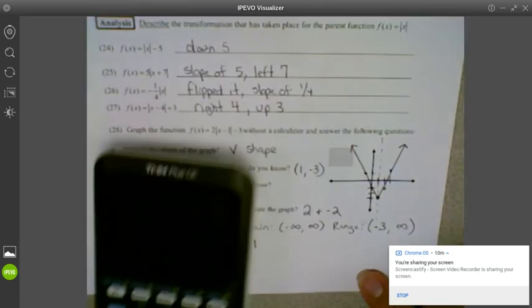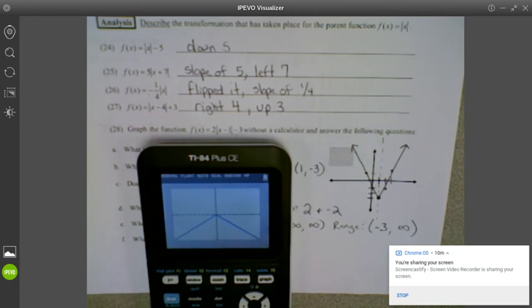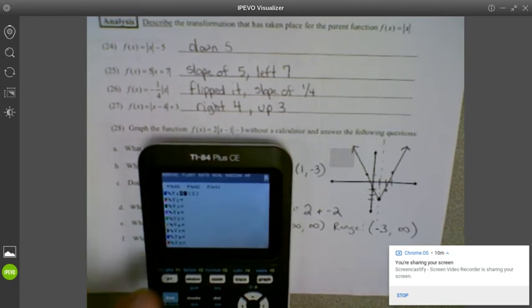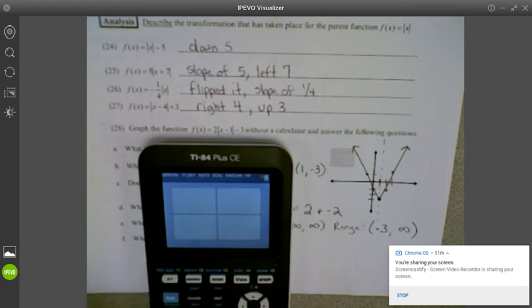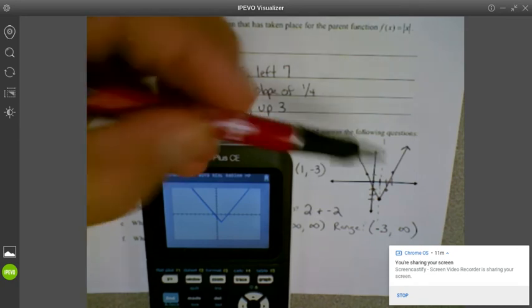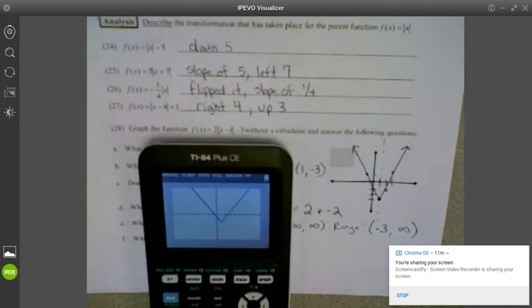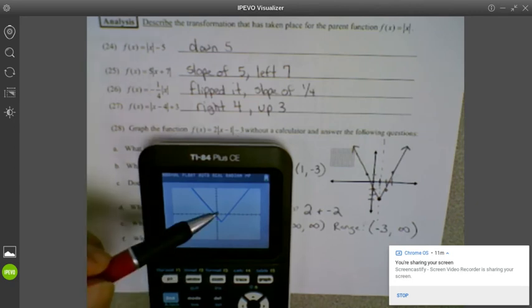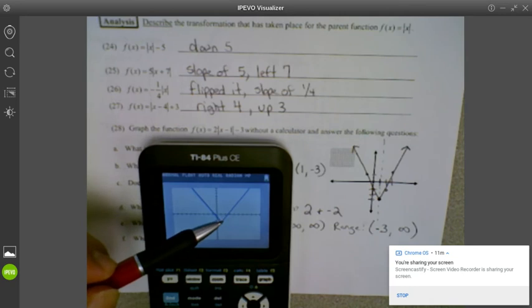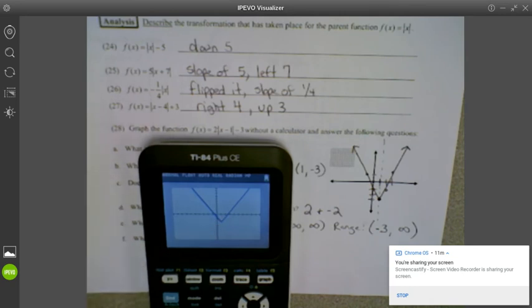So now we get to graphing this function, and it is 2 absolute value of x minus 1 and then minus 3. So 2 times the absolute value of x minus 1, and then outside of the absolute value bars we're going to put minus 3, and we're going to graph. So you can see that we have an absolute value function that I've graphed over here with a slope of 2. It has moved to the right 1, and it has moved down 3. And that's where you can see our new graph.